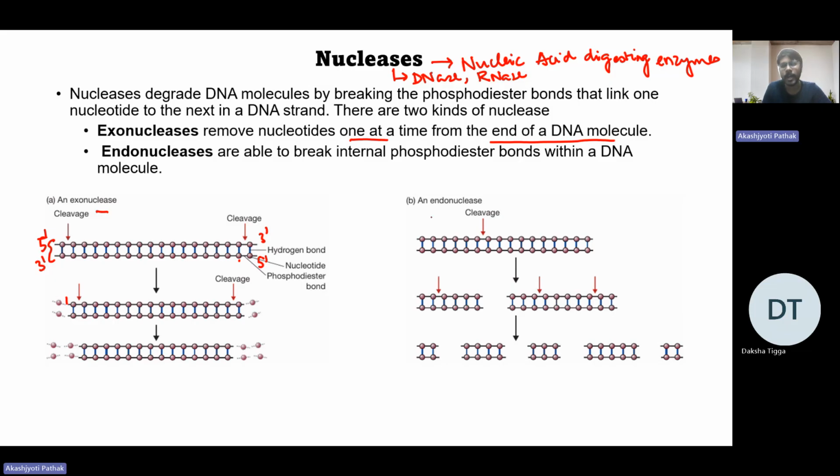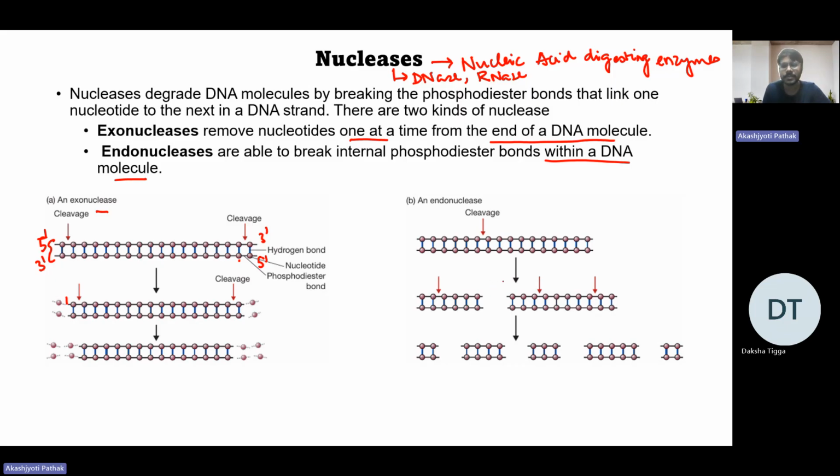Now, endonuclease, endo means inner, isn't it? Exo and endo, you can easily understand that exo means outer and endo means inner. So this enzyme is acting towards the inner side, or within a DNA molecule. So your enzyme is acting within a DNA molecule.